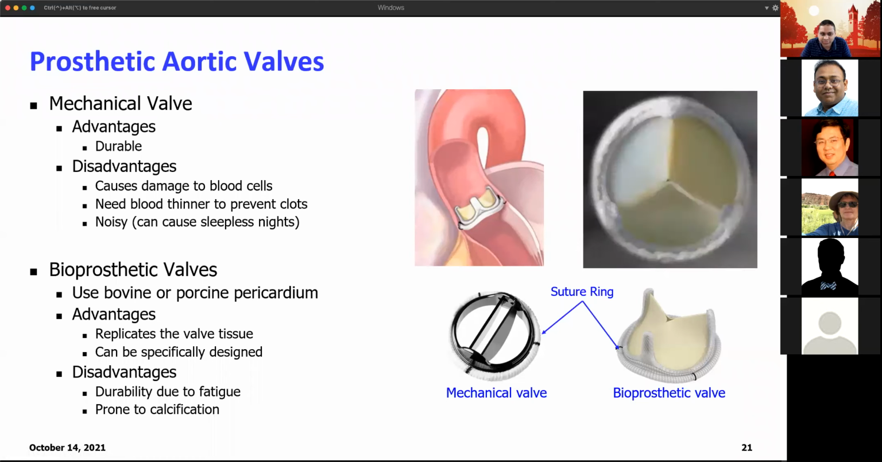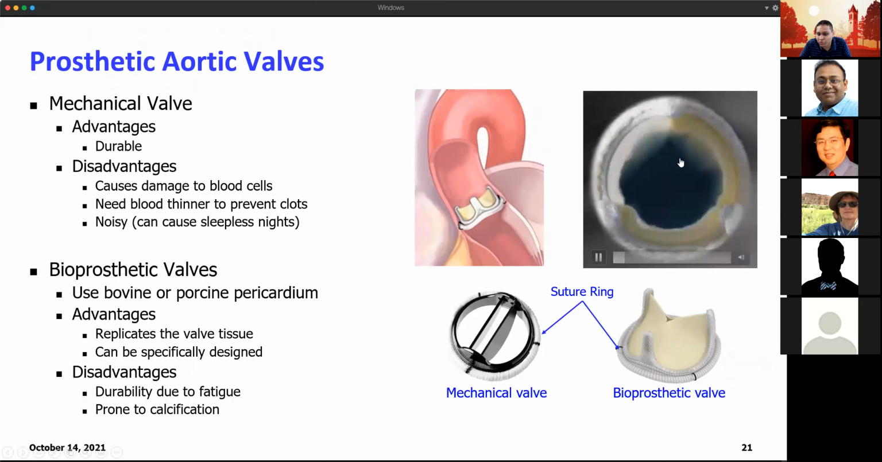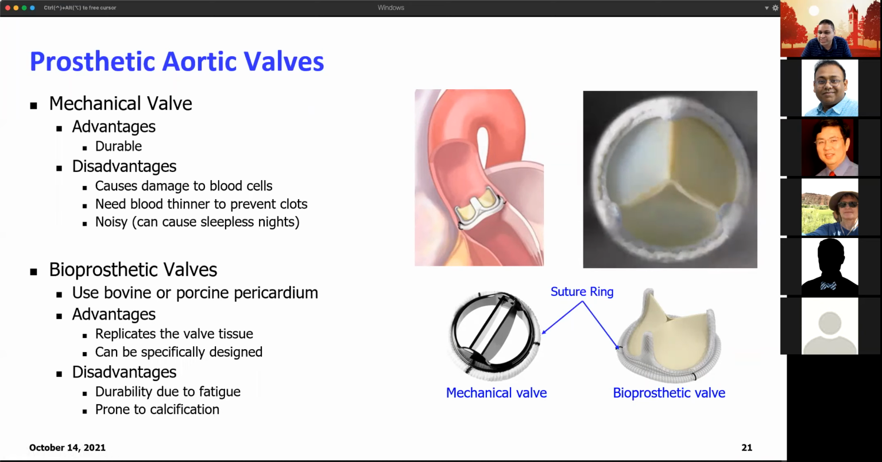are not useful anymore. So this is a video of how a bioprosthetic valve opens and closes. So you can see that it's much closer to what you would see in an actual heart, and it's smooth and it doesn't have any noise issues associated with it.